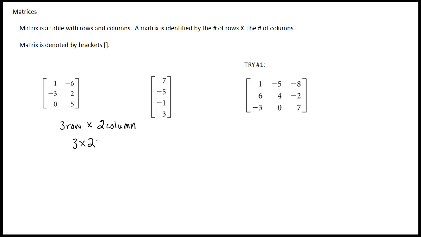So for the middle example, I have 4 rows with 1 column, so this is a 4 by 1. Go ahead and pause and try number 1 and see what type of matrix number 1 is. With problem number 1, I noticed that it has 3 rows and 3 columns, so this is a 3 by 3.